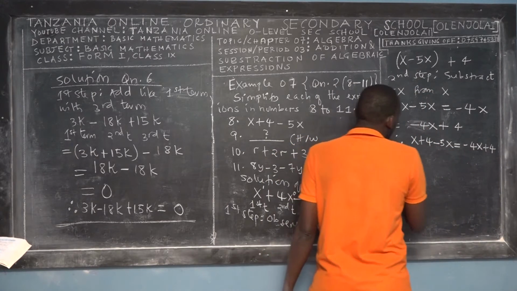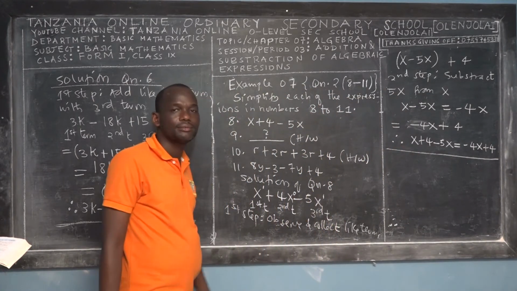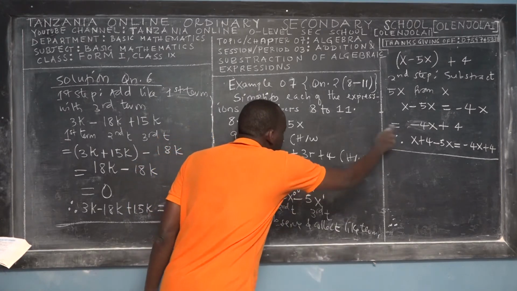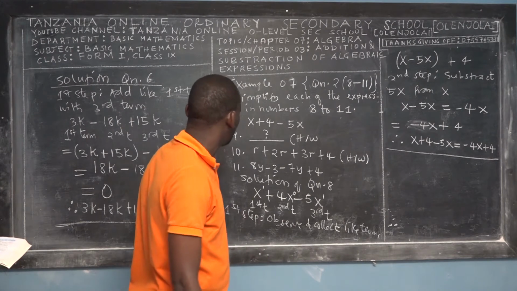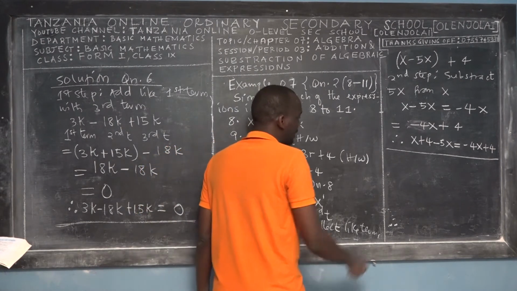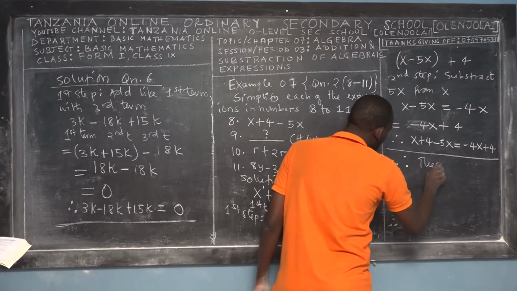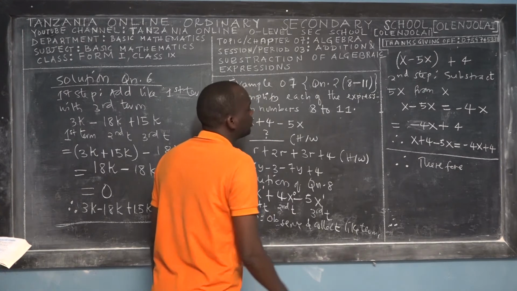If you want, maybe even to simplify, you can take 4 out. But let us just end there. It's enough for what you've been asked to do. But the final response: these 3 dots, what do they mean? Therefore. Right? So remember, let me remind you, this symbol in mathematics means therefore.